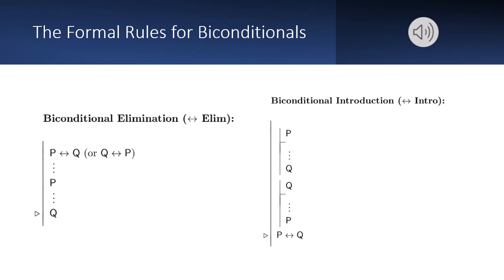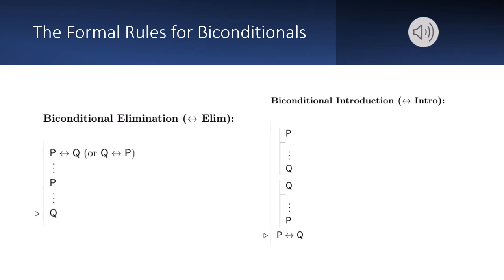We'll also need some rules for reasoning about biconditionals, and they're almost identical to those for the conditional, just meaning you have to go in both directions. So first off, let's focus on biconditional elimination. Suppose that at some point in your proof, you've proven that P biconditional Q is true, right? So this double arrow between P and Q is true.